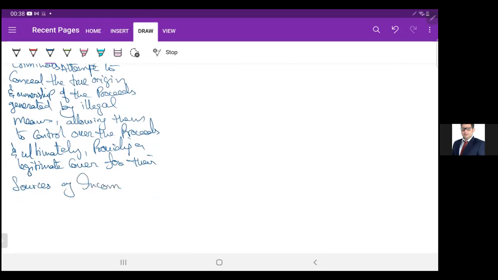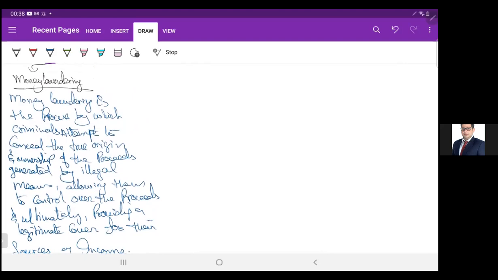What does it mean? Let me repeat it for you. Money laundering is the process by which criminals attempt to conceal the true origin and ownership of the proceeds generated by illegal means. For example, criminals generate money through extortion, and then they put that money into the legal financial system, such as into the construction business, to show it as legal money. This process is known as money laundering, right, folks?